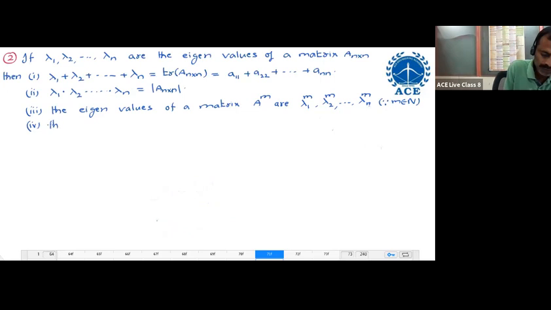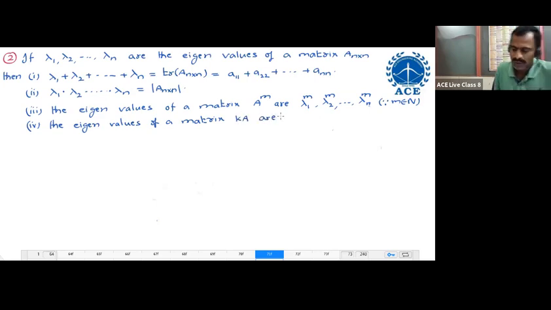Next, fourth bit. The eigenvalues of a matrix kA. That is, kA means here scalar multiple of matrix. The eigenvalues of a matrix kA are the same as the eigenvalues of this matrix A into k. That is k into lambda 1, comma k into lambda 2, and so on, k into lambda n, since k is a non-zero scalar.